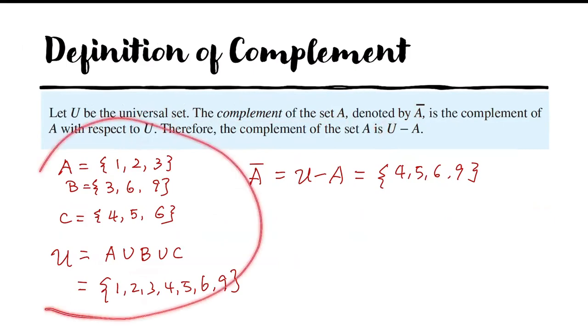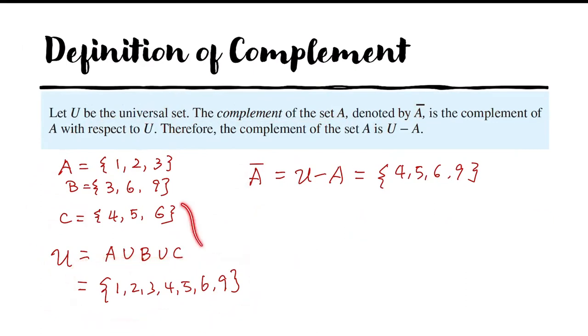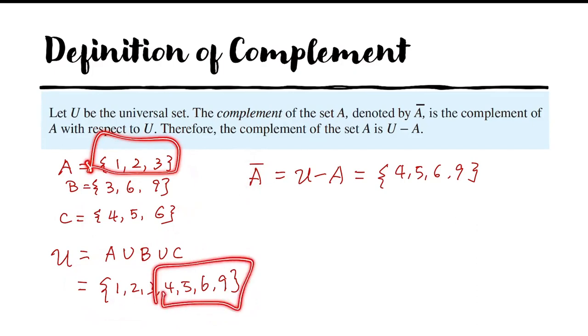Where the universal set is all the elements in a given question. So here's an example. If you have 3 sets A, B, C, then the universal set will be all the elements in the given problem. So all the elements here: we have 1, 2, 3, 4, 5, 6, 8, 9. Then the complement of A will be all the elements that are not in A, and that will be 4, 5, 6, 8, 9.